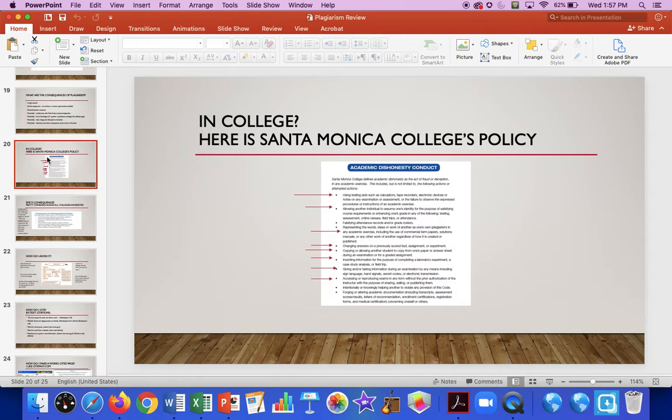Copying or allowing another student to copy from. Yeah, so they do not differentiate at Santa Monica between the person who copied and the person who allowed them to copy. So yeah, I don't either, for that matter, in my high school classroom. So if you allow your friend to copy, you are both going to face the consequences.